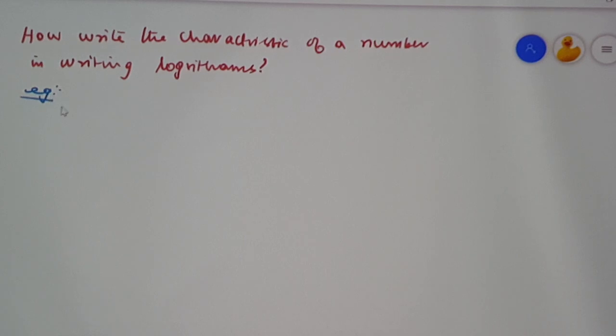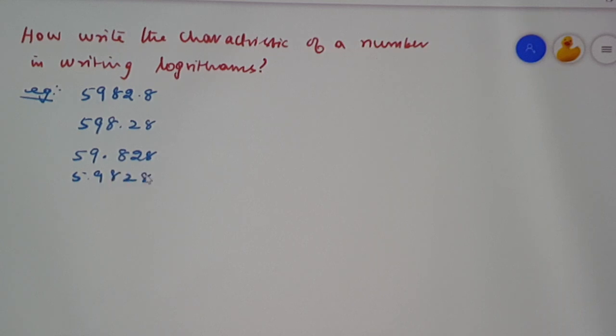Say I am taking a number 5982.8, or this number can be written as 598.28, or I can write 59.828, then I can write 5.9828. Okay, first of all, let us consider this. See, for all these numbers, if you want to get the logarithmic values, first of all the characteristic should be written, and then after that only you have to go for the log tables.